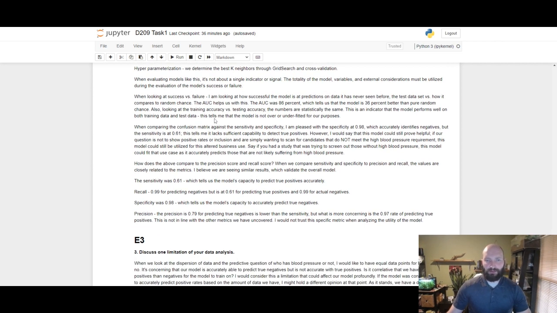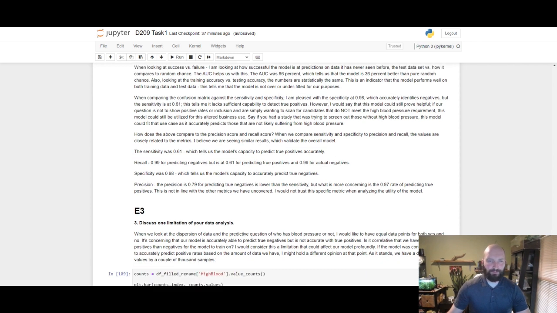When looking at success versus failure, I'm looking at how successful the model is at predictions on data it has never seen before, so the test data set, versus how it compares to random chance or the training data. The AUC helps us with this, and the AUC is 86%, which tells us that it's 36% better than pure random chance. Also, looking at training accuracy versus testing, the numbers are statistically the same. This is an indicator that the model performs well on both training and test data, and this tells me that the model is not over or underfitted for our purposes.